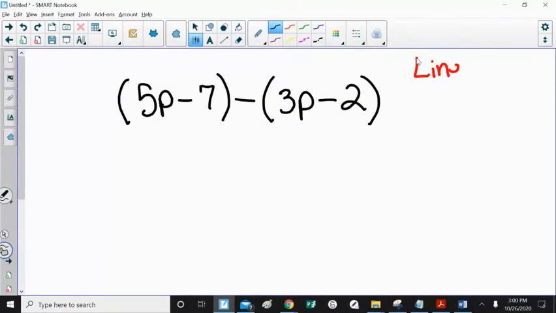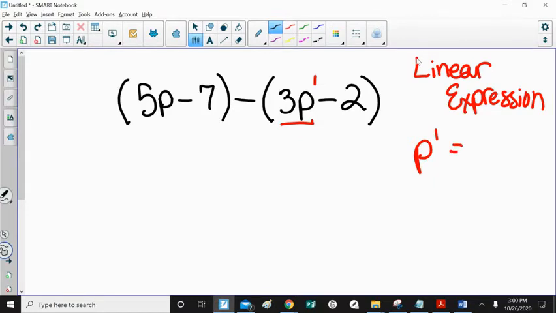Just to recap, a linear expression is an expression where your term with your variable has an exponent of 1. The exponent says take your variable and multiply it by itself this many times. Well, if I have a 1, I'm not multiplying my variable by anything. It's just the variable. So it is redundant to write the number 1. So we don't write it.